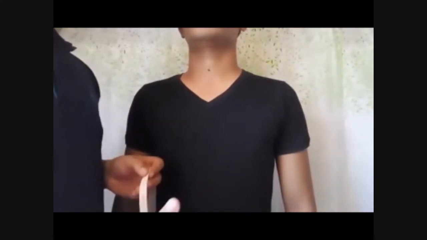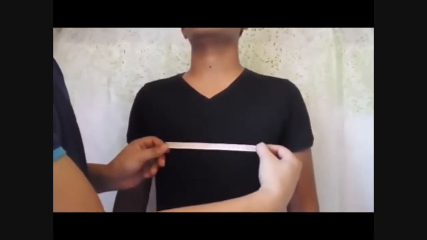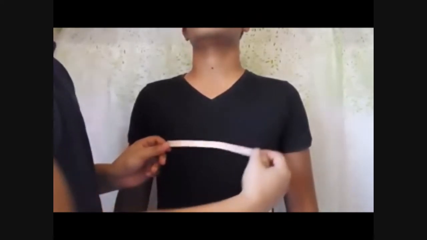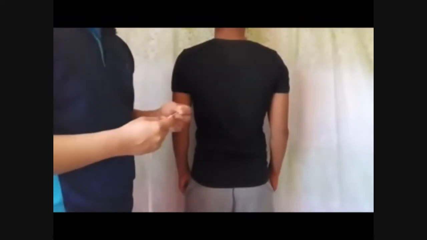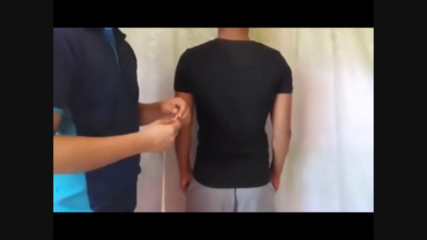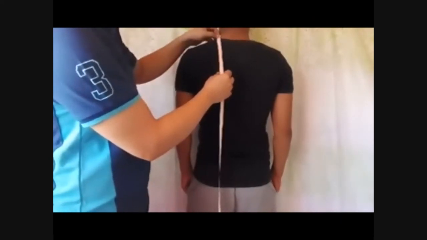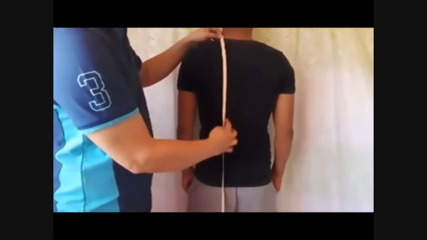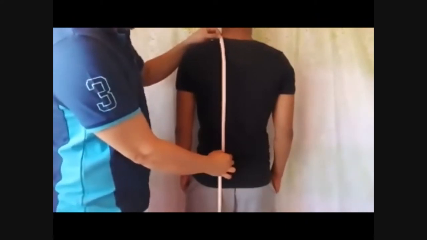The last part for horizontal measurements is the apex distance. The apex distance is the distance between your two nipples. So we will have the measurement here and here. So this is the apex distance. For vertical measurement, we have the back bodies. The back bodies is measured from the neck point, the shoulder blade, down to the waistline. So this is the back bodies.